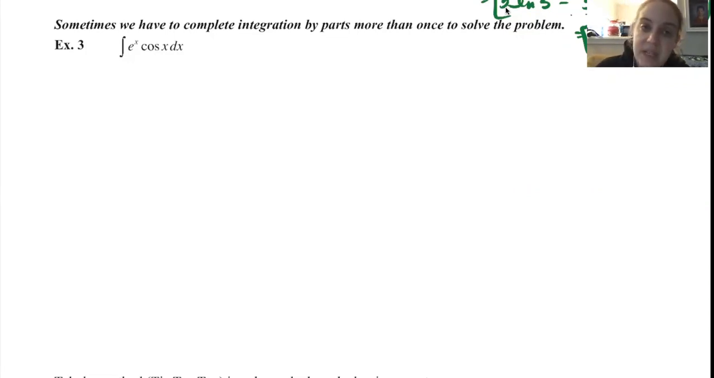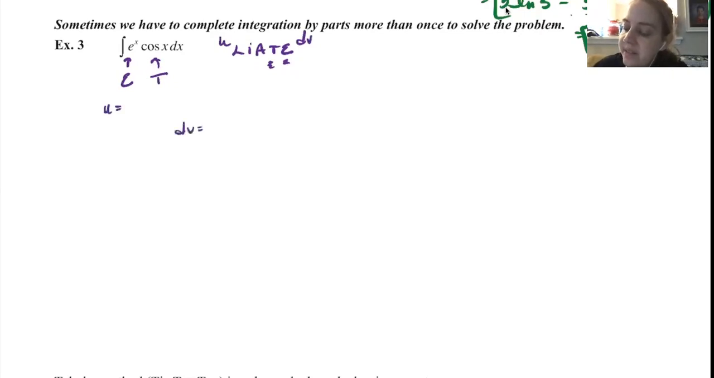I have the integral of e to the x cosine of x dx. My e would definitely be an exponential piece, and the cosine is definitely a trig piece. So if I remember my list, LIATE, I've got exponential and I've got trig. They're both pretty far to the right. But remember, anything further to the left is the u. Anything further to the right is the dv. So in this case, my u is cosine, and my dv is e to the x.